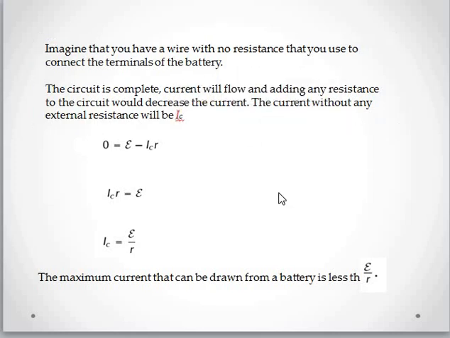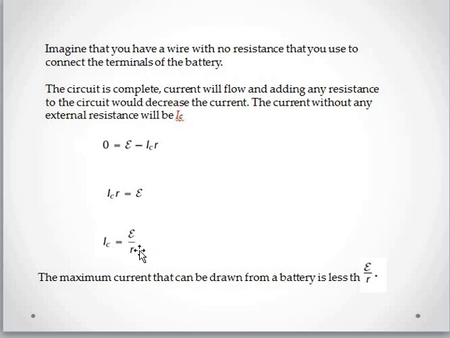Remember, if there is no external resistance, V is equal to epsilon. So V here is equal to epsilon, and the V will be the current times the internal resistance. So 0 equals epsilon minus IC r, which is the critical current multiplied by the internal resistance. Remember, there is no external resistance, that's why we've got 0 here. So the current times the internal resistance is equal to epsilon, the electromotive force. So the critical current is equal to epsilon over internal resistance.